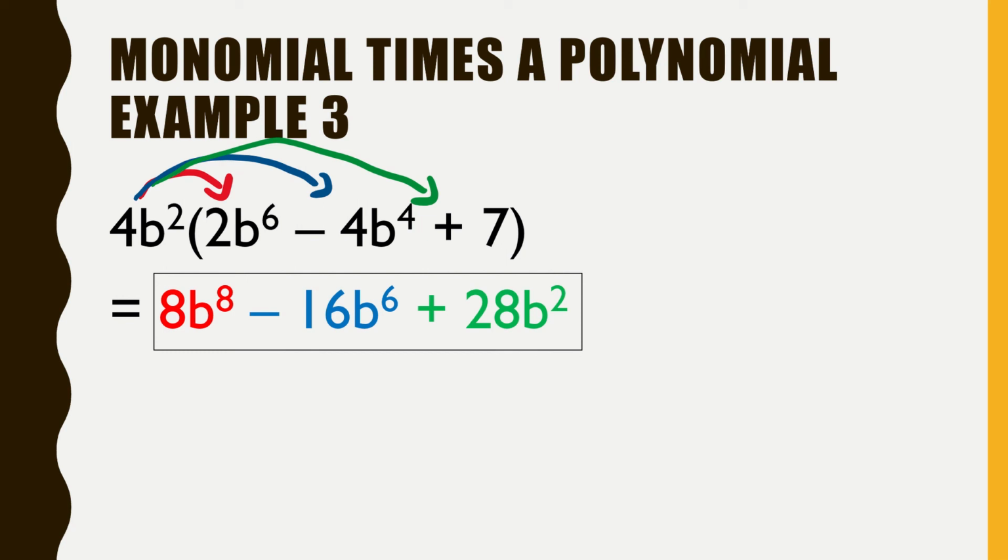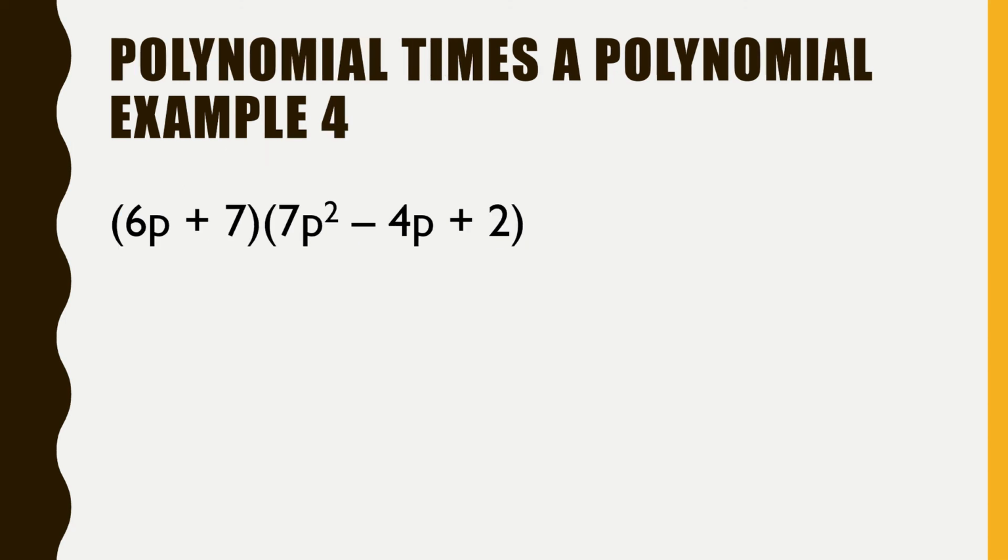Okay, so that is how you multiply a monomial times a polynomial. All right, everybody, so for our last example, we're going to go over how to multiply a polynomial times a polynomial. So this will be our example 4. So let's take a look at this example here. We have a binomial, 6p plus 7, and we have a trinomial, 7p squared minus 4p plus 2. So we got to multiply these two.